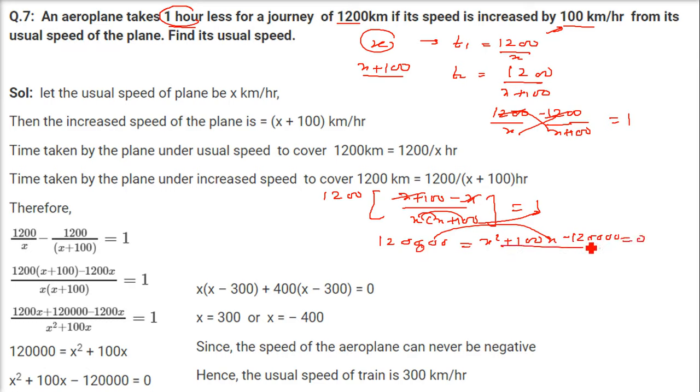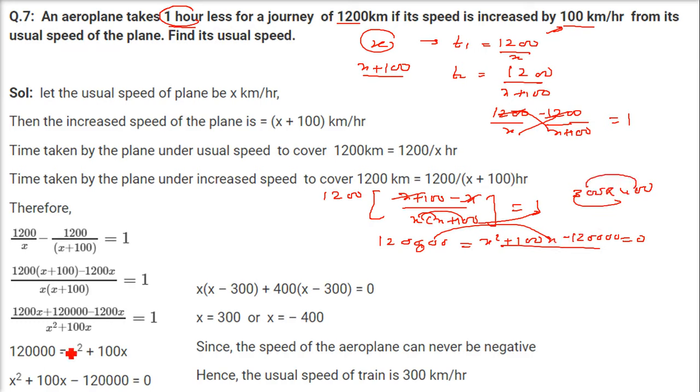Now these 4 zeros can be written as, or you can say 1,20,000 can be written as 300 into 400. Always 4 is a 12 and 4 zeros. So now this 100 we can write as 400 minus 300.